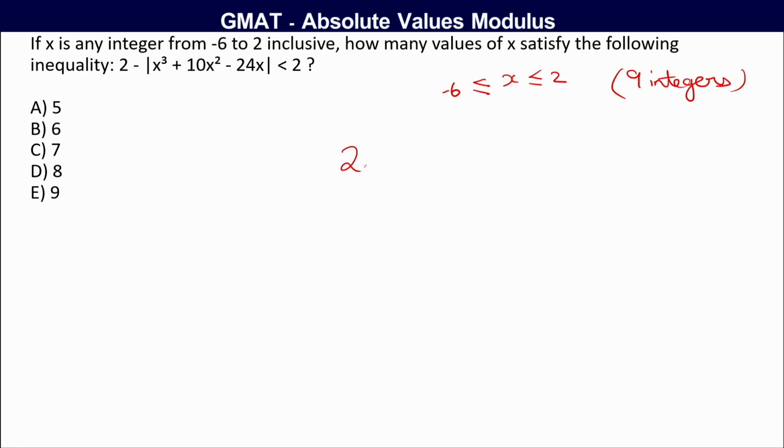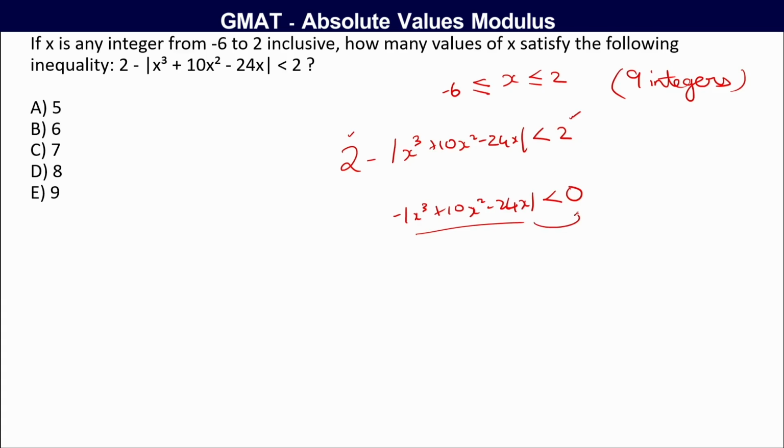Now, they are asking 2 minus mod of x cube plus 10x square minus 24x is less than 2. You can subtract 2 from both sides, and you will get minus mod of x cube plus 10x square minus 24x is less than 0. Taking this to the other side, the question is asking us that mod of x cube plus 10x square minus 24x should be greater than 0.